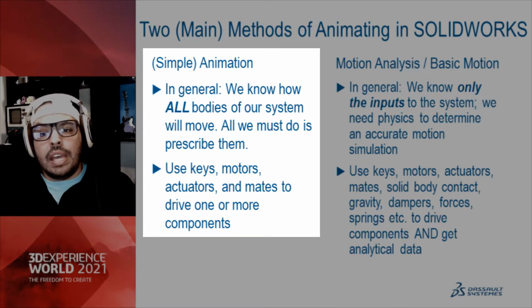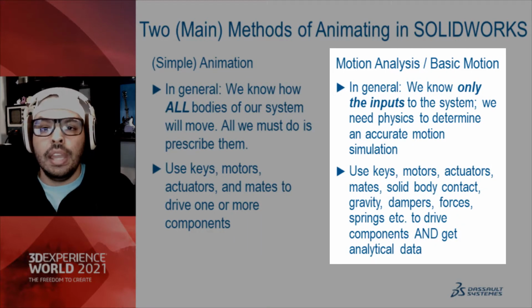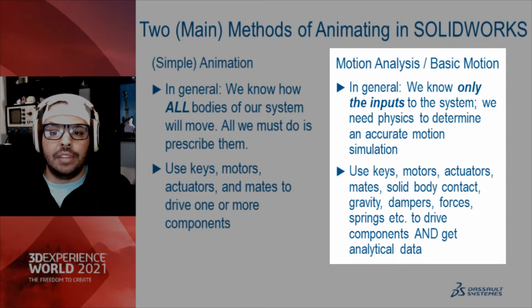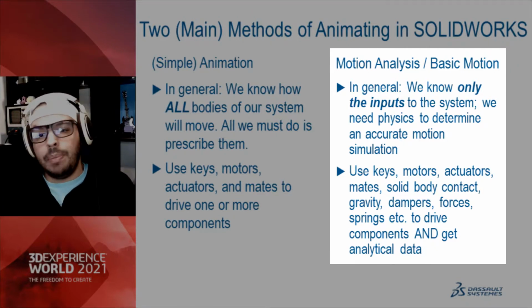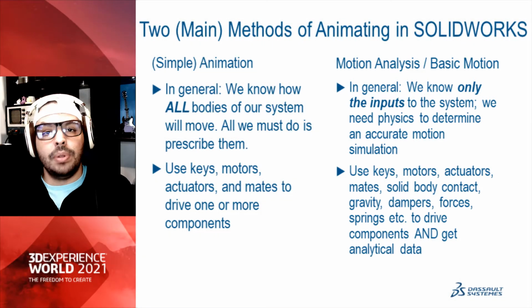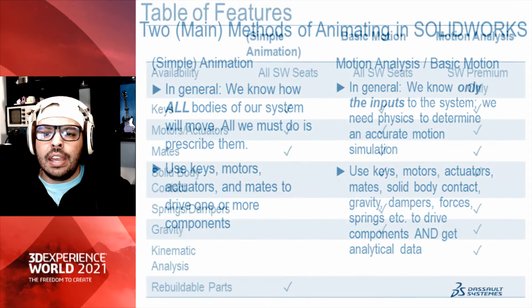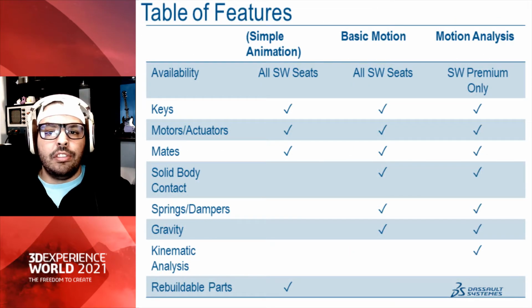From there, if we need the help of physics to determine how some bodies will move, then we will either use basic motion or motion analysis. And that will be based on the level of SOLIDWORKS you have access to. If you have SOLIDWORKS Premium, I always recommend using motion analysis over basic motion. But if you have standard or professional, you can use basic motion. Simple animation or motion analysis? That is the question. That is definitely oversimplifying it, so let's take a look at this table to compare more aspects. Now, this list isn't exhaustive, but it does highlight the main differences between the modes.